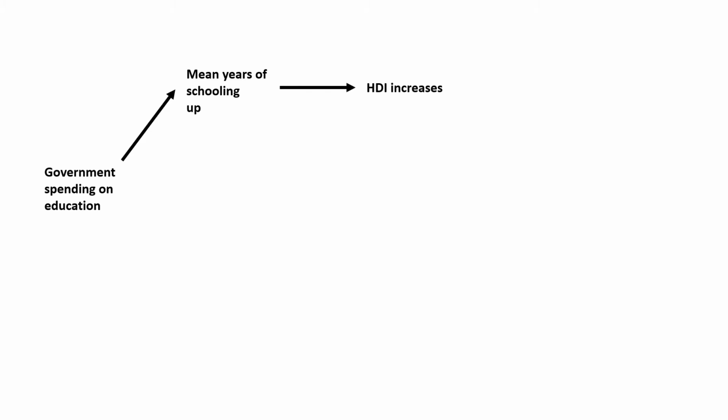So in summary then, let's look at some logic chains. So we'll start off with government spending on education. That'll increase mean years of schooling. In turn, that will directly increase the HDI because mean years of schooling is one of the 3 variables that's averaged to calculate the HDI. If the HDI goes up, well then that obviously means that there's been economic development taking place.